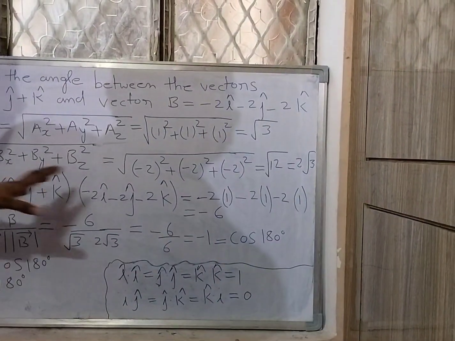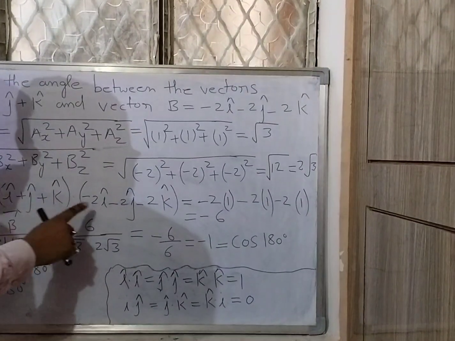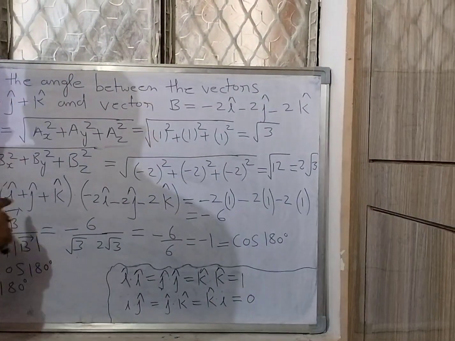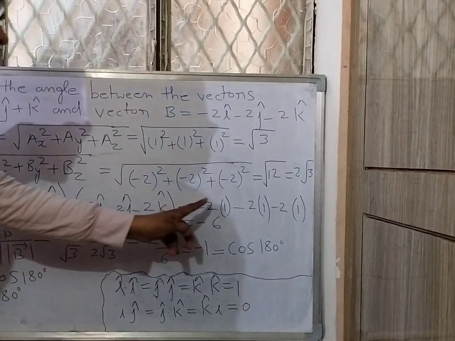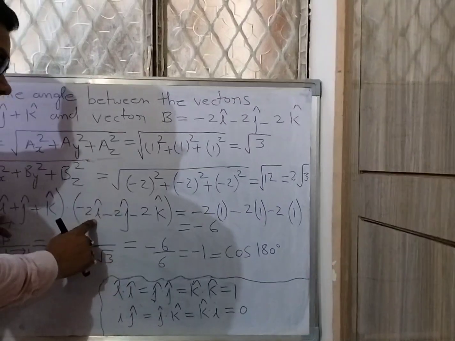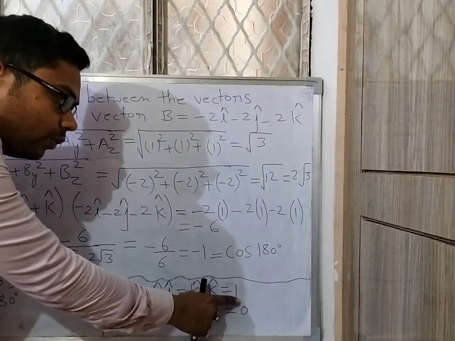So now we will see how we will multiply it. First of all, this is 1i, this is minus 2i. So first of all, we have written the minus sign. Now this is 1i, this is 2i. So 2 into 1, that is equal to 2. Now i and i are getting multiplied, so its value will become 1. We know i dot i is equal to 1.